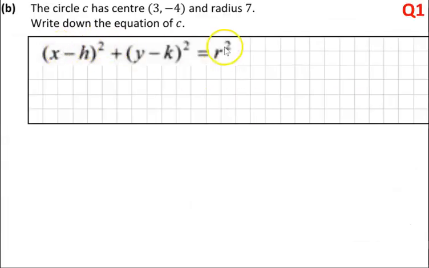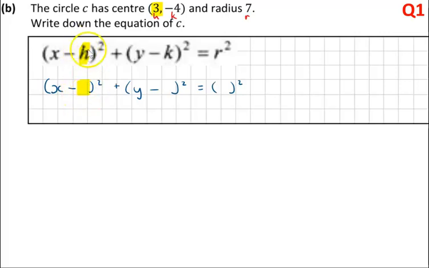So here's our formula. This is when the center of the circle is not 0, 0. So we're going to label our center as 3, minus 4. The 3 is the h and the minus 4 is the k. And the radius 7 we'll label as r. And then we just have to sub into our formula. So I've written out the formula here, leaving space to fill in the h, the k, and the r.